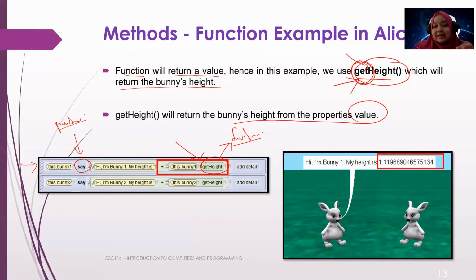So when we run this instruction, what did the user get? When we run this instruction, what will we get? We will get: hi, I'm bunny one, my height is 1.11999. What does this mean? It means it returns a value. This is called the default value. It takes the value from the system, that is why it becomes 1.11111. See? It returns something to us, to the user.